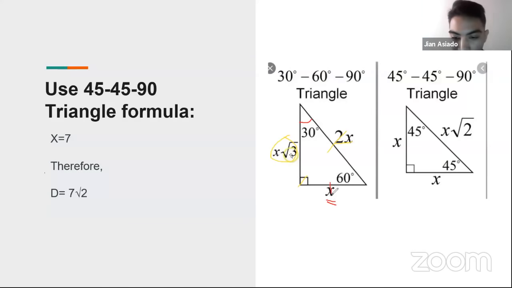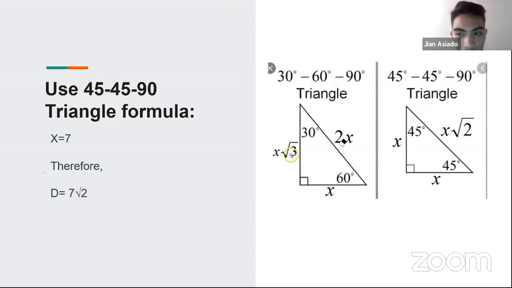Therefore, kunyari meron kang value dito ng, let's say yung x mo ay 2, no? So, kunyari, ang 2 mo, 2 etong value ng leg na to. So, ang value naman ng leg na to ay 2 square root of 3. Tapos, ang value nito ay 4. Sorry. 2 times 2.